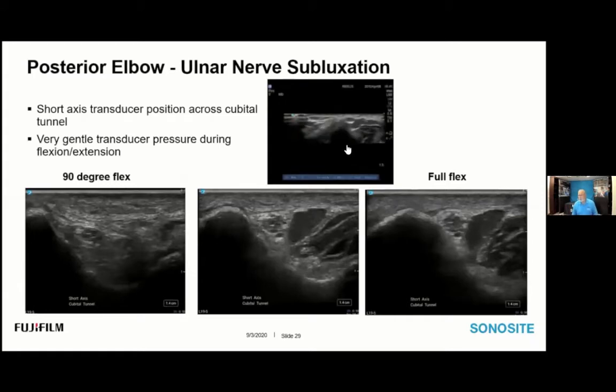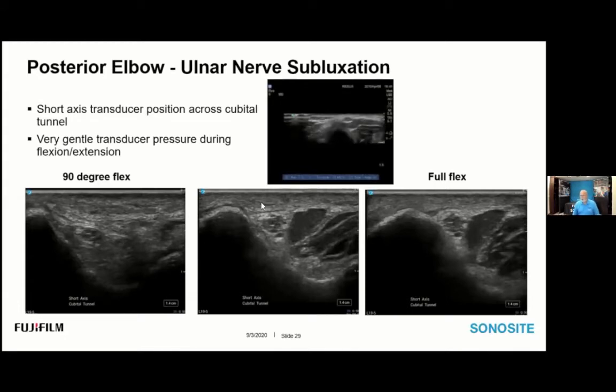Real-time dynamic assessment of the cubital tunnel during flexion extension can demonstrate subluxation of the ulnar nerve. As we look at this video, we see the ulnar nerve here as it snaps across the medial epicondyle. Here it comes right there. Applying very gentle transducer pressure, floating the transducer in a gel heap, is essential, as too much pressure can actually prevent an otherwise subluxing ulnar nerve from jumping across the medial epicondyle.